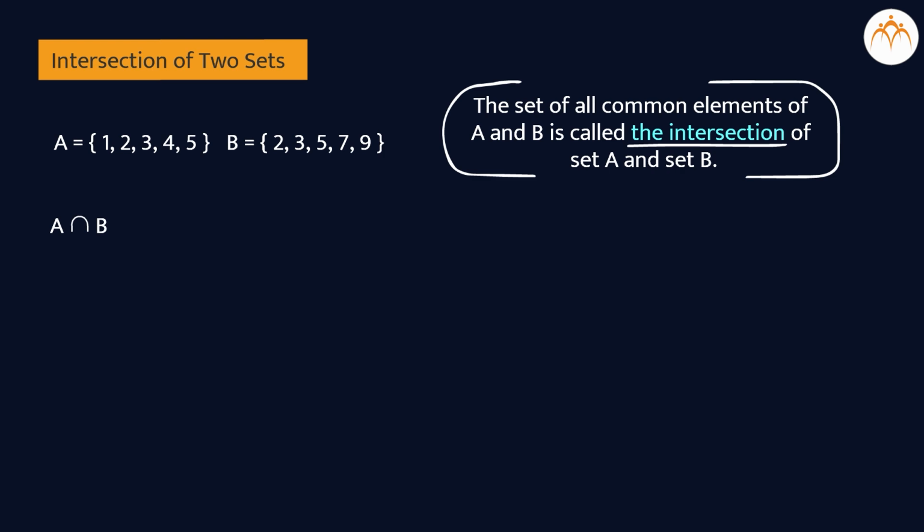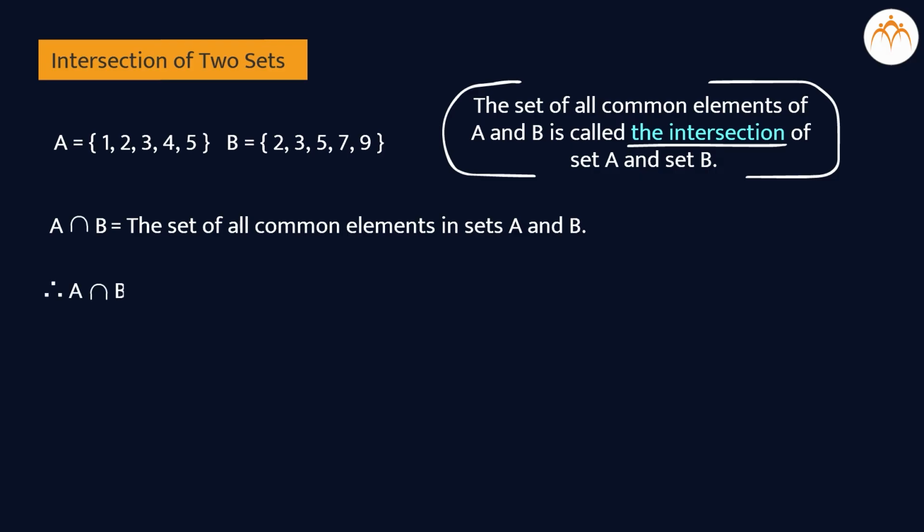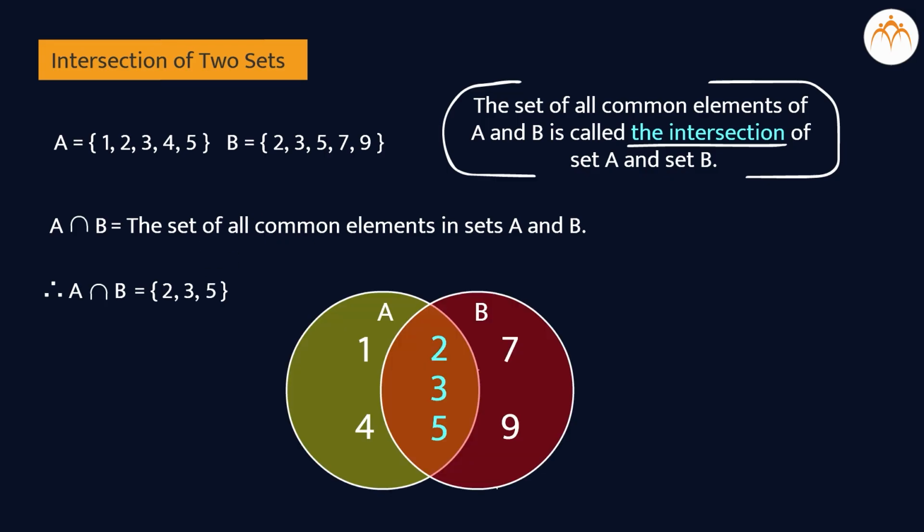A ∩ B is read as A intersection B. A ∩ B is equal to the set of all common elements of A and B. Therefore, the set A ∩ B contains the elements 2, 3 and 5. This set can be represented by Venn diagram as follows. Remember that A ∩ B is equal to B ∩ A.